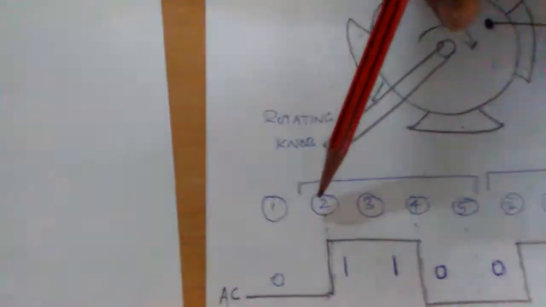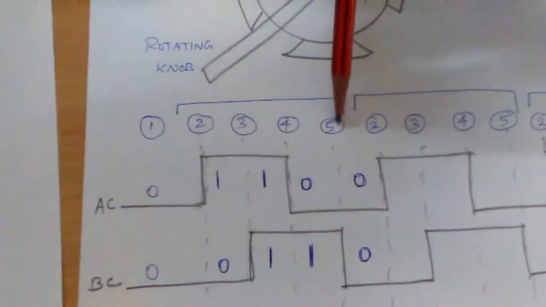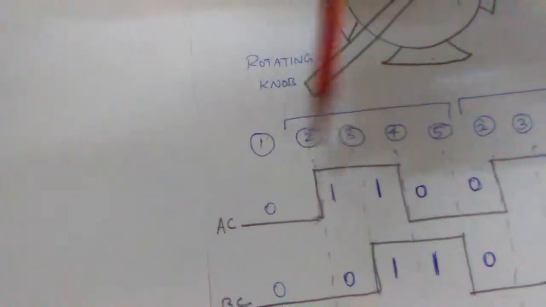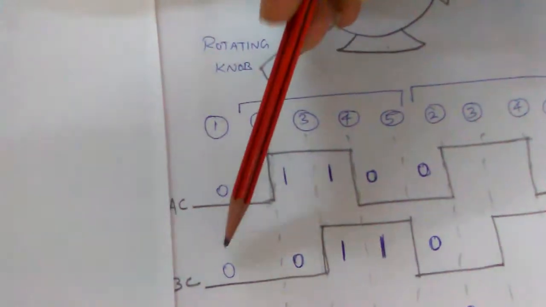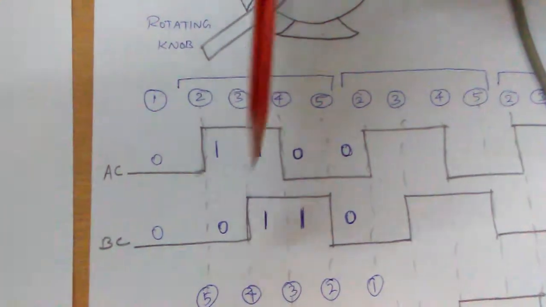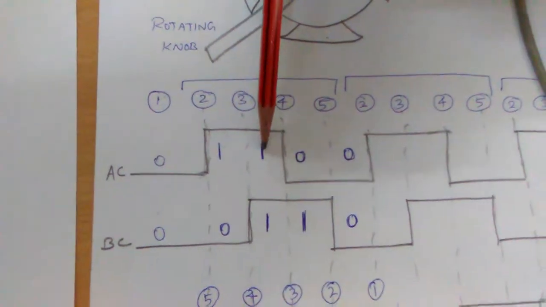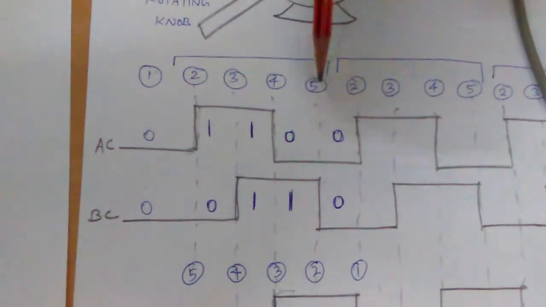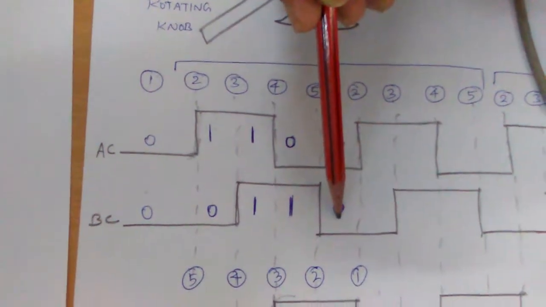Let us say in this waveform, this is position 1, position 2, 3, 4, 5. And this is going to be periodic, it is going to be repeated. At position 1, let us look at the clockwise direction. At position 1, AC and BC are 0, 0. At position 2, AC becomes 1 and BC becomes 0. At position 3, AC 1, BC 1. At position 4, AC 0, BC 1. At position 5, again it comes back to 0, 0.